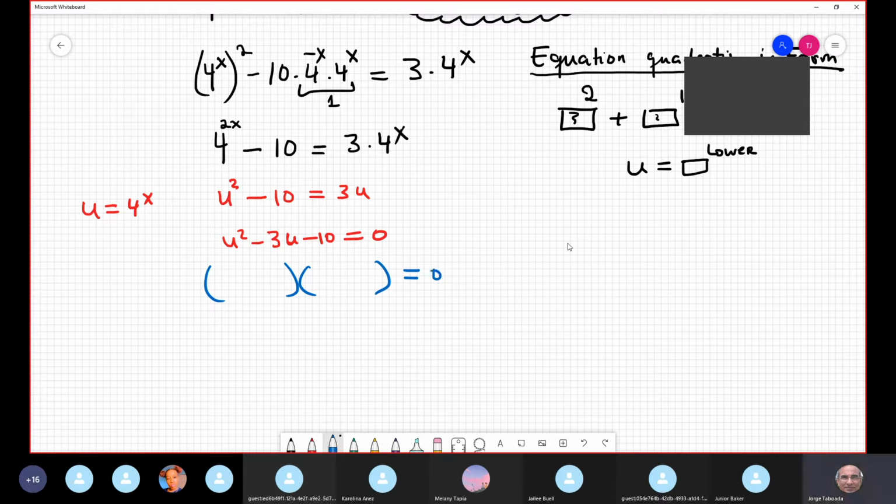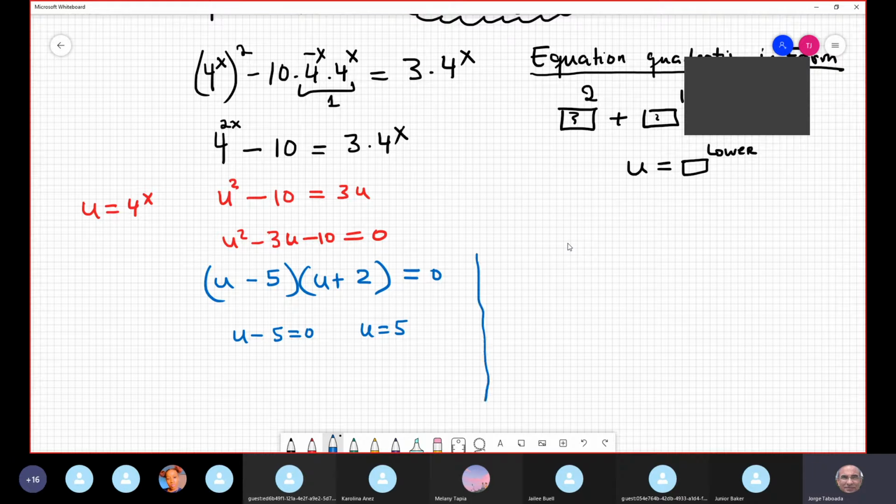Because 10 and 3 is u, 5 and 2, no? 5 times 2 is 10, 5 minus 2 is 3. What sign? Negative 5 and positive 2. Okay, therefore, u minus 5 is equal to 0. Therefore, u is 5. Nice, I like that.